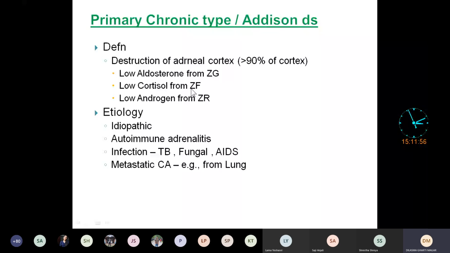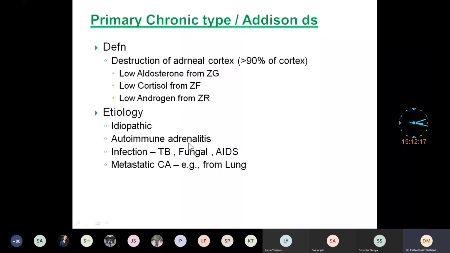So etiology: idiopathic. Idiopathic means the cause is not known. Another etiology is autoimmune adrenalitis. Here, because of autoantibodies, they attack the adrenal gland and cause damage to it, leading to autoimmune adrenalitis, finally leading to Addison's disease.